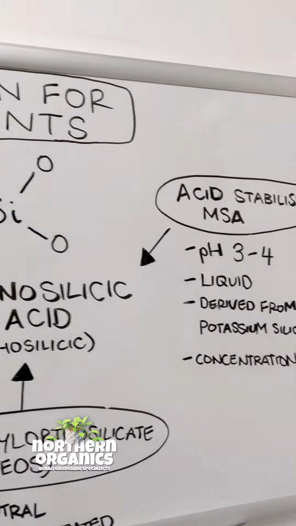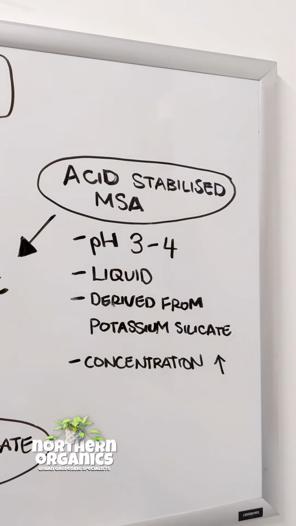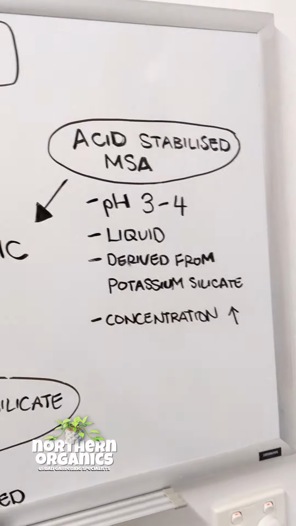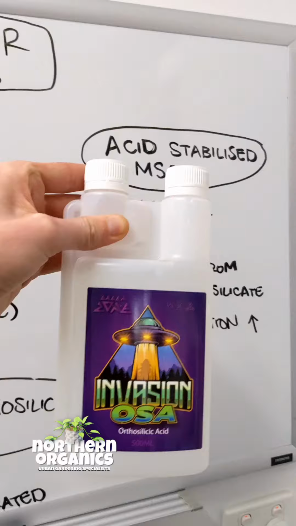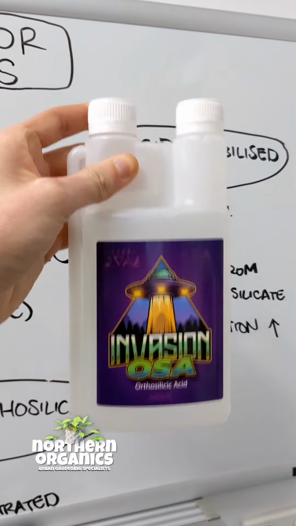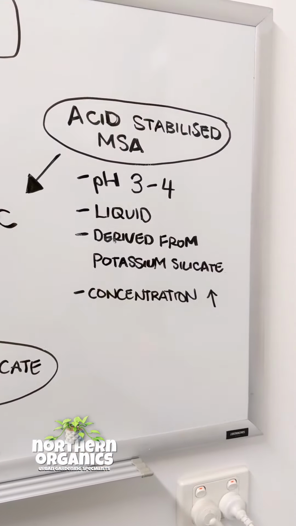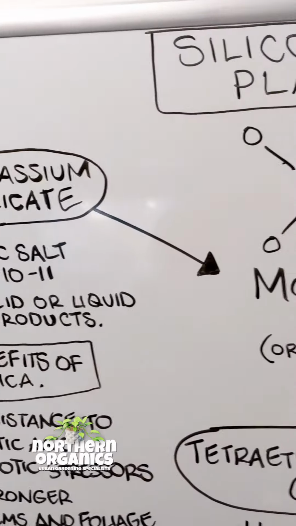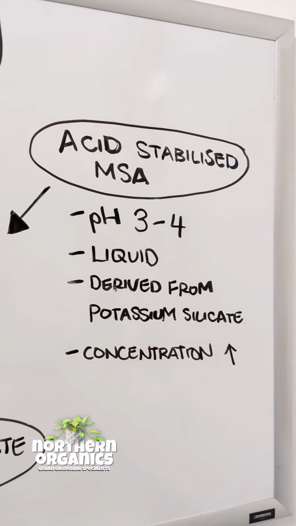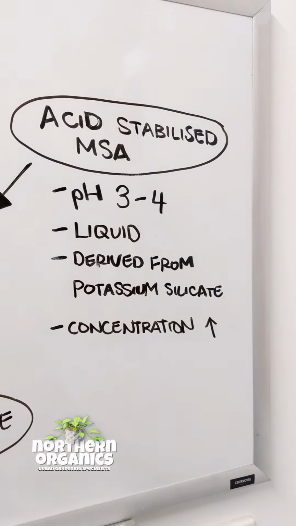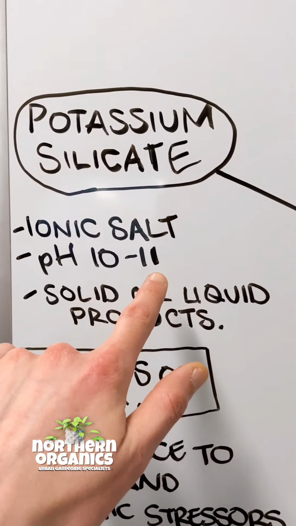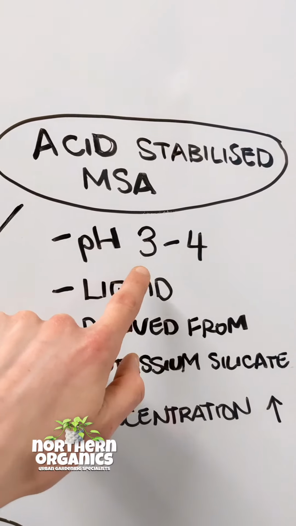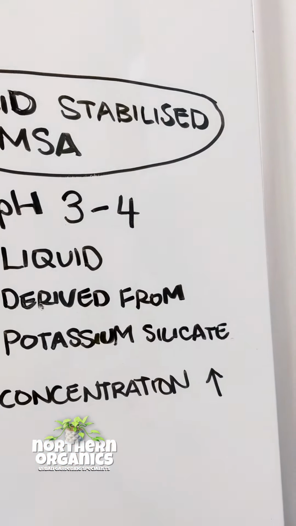Next, when you're shopping for your silicic acid fertilization solutions, you're going to come across acid-stabilized monosilicic acid, which is a bit of a mouthful, such as Invasion OSA. You may have seen this product before. When we're comparing acid-stabilized monosilicic acid solutions to potassium silicates, you might have already noticed that the pH is almost inverted. When we were looking at potassium silicate, we had a pH of about 10 to 11. Over here with the acid-stabilized MSAs, the pH is significantly lower. We're looking at 3 or 4. So these are acidic products.